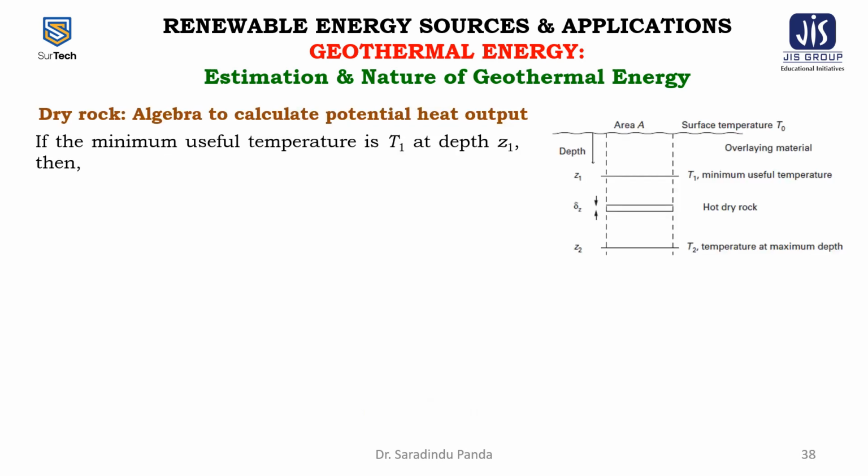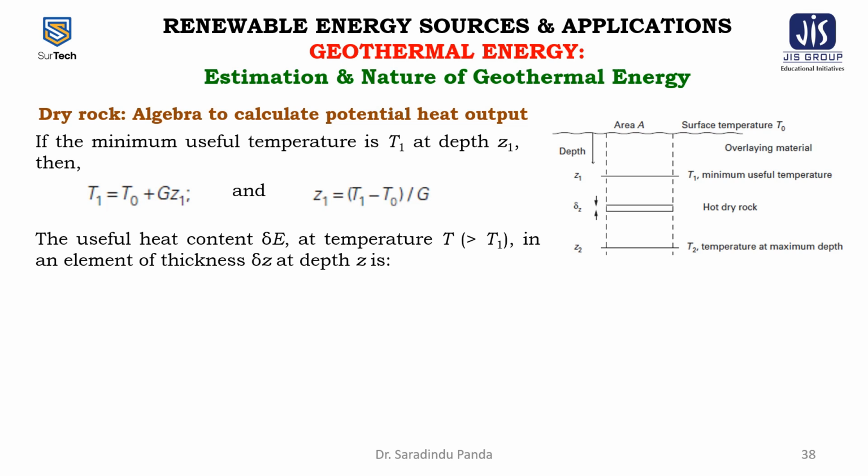If the minimum useful temperature is T1 at the depth of Z1, then T1 is equal to T0 plus G Z1, and Z1 is equal to (T1 minus T0) by G. The useful heat content delta E at a temperature T, which is greater than T1, in an element of thickness delta Z at the depth Z, is expressed by this equation: delta E is equal to rho r A delta Z Cr (T minus T1), which is also equal to rho r A delta Z Cr G (Z minus Z1).